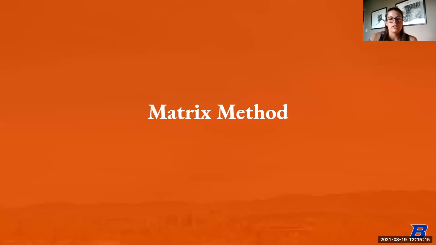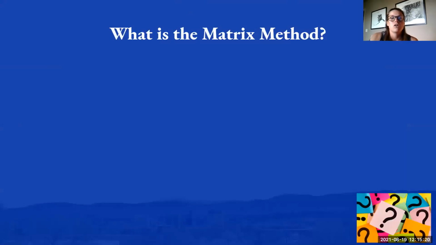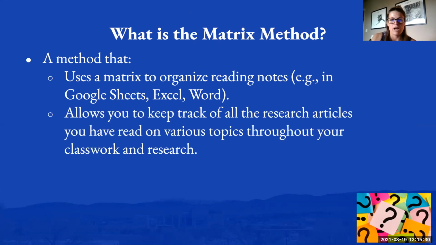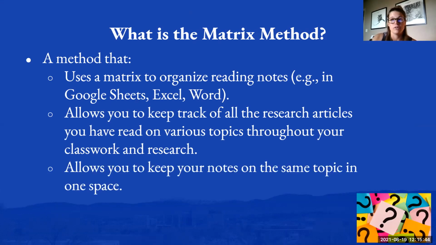Another method I like to use to keep my reading notes organized is called the matrix method. It obviously is a method that uses a matrix, and it helps you organize your reading notes. You can use either Google Sheets, Excel, or Word. It allows you to keep track of all the research articles you have read on various topics throughout your classwork and research. For the matrix method, I usually like to use Google Sheets because you can share that with everyone. So if you're doing a collaborative project, you can share that with everyone who's on the project. And then it allows you to keep your notes on the same topic in one space.